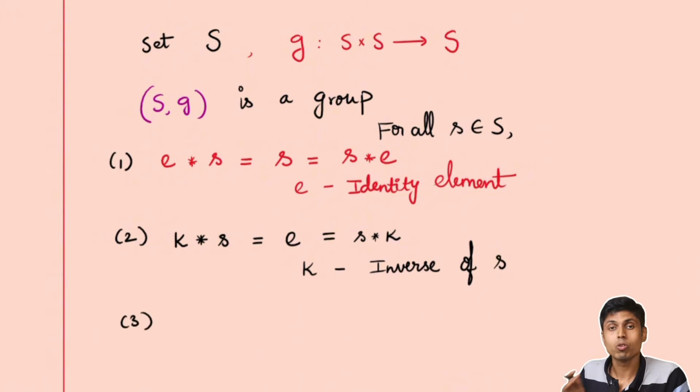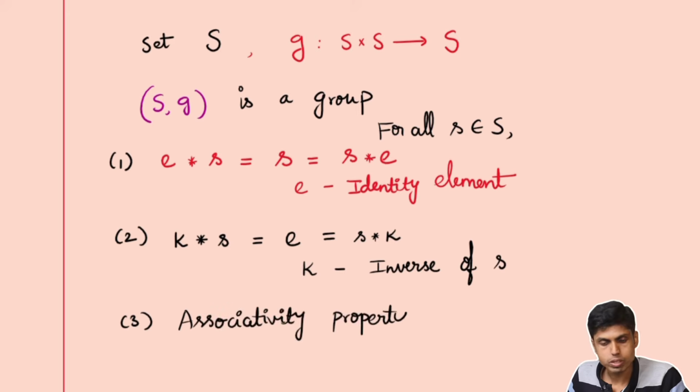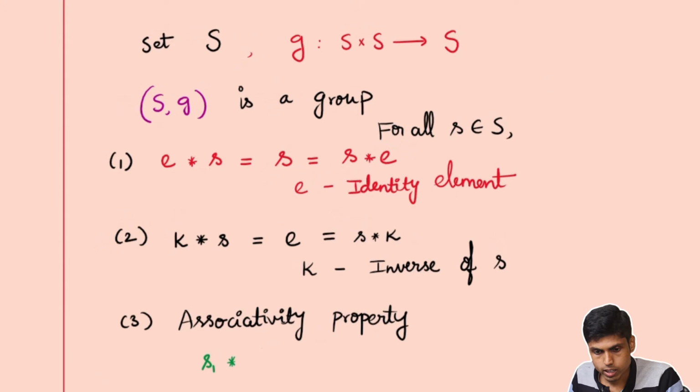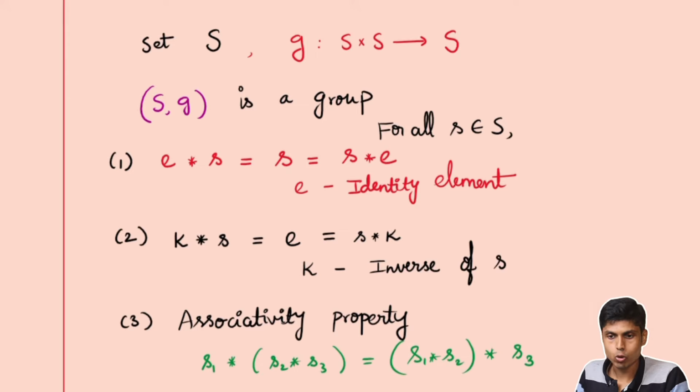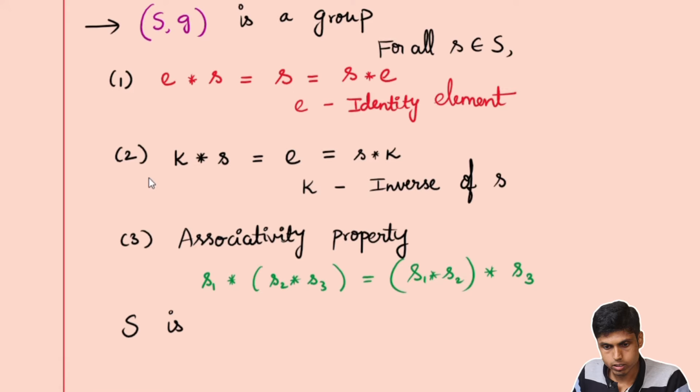Third condition and one of the most important conditions is the associativity property. This might be very familiar to you. You have to check whether the group operation satisfies this or not. That is, S1 star S2 starred with S3 equals S1 star S2 star S3. Again, the star is the group operation or the binary operation which we started off with. If the pair S comma G satisfies these three conditions, then S is called a group under the group operation G.